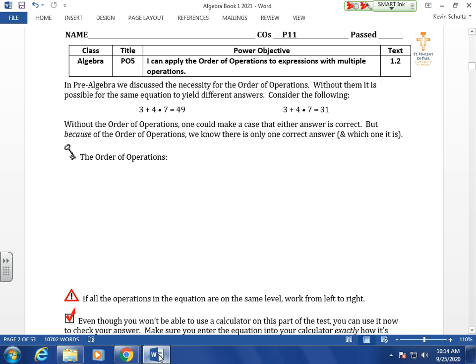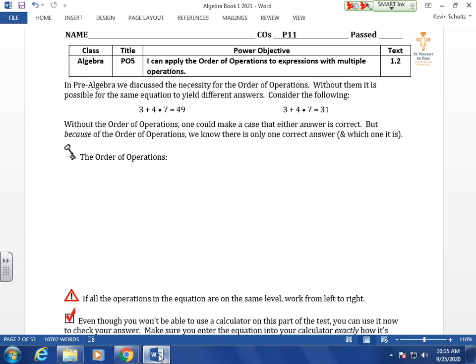Hello and good day. Today in Algebra we are covering PO5, another power objective. And this one is going to be on the order of operations. Okay. And the reason why we have the order of operations is that recall that math, in a sense, is like a language, right? It's a universal language.